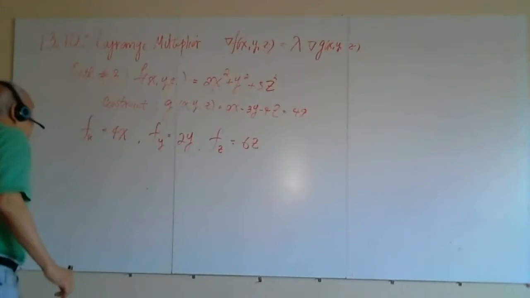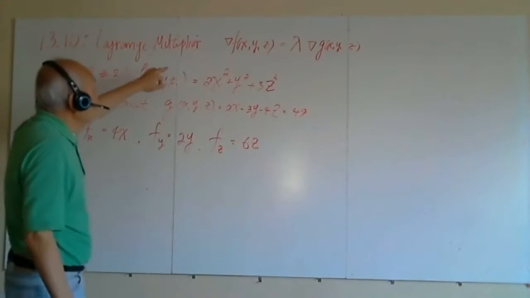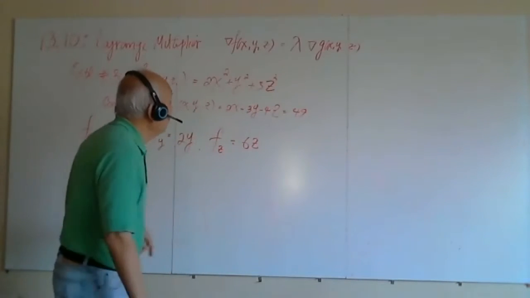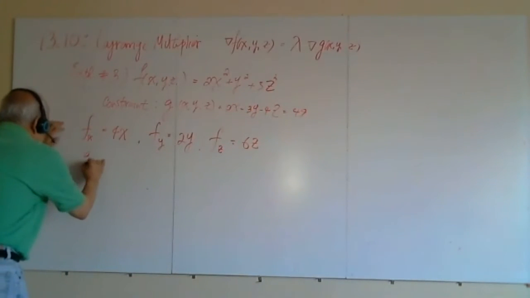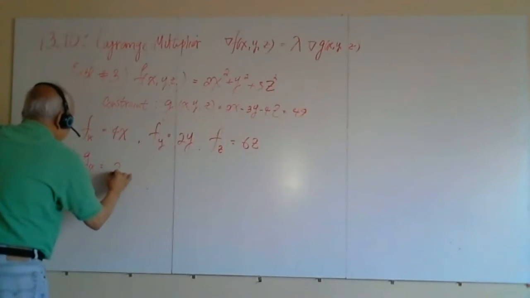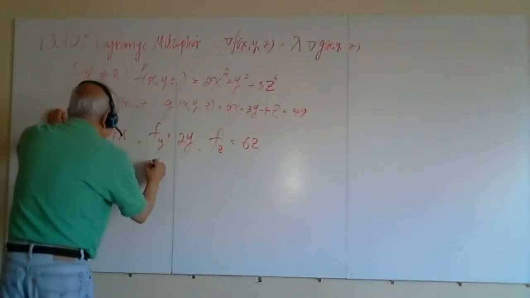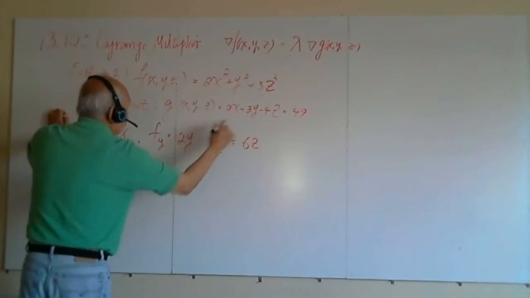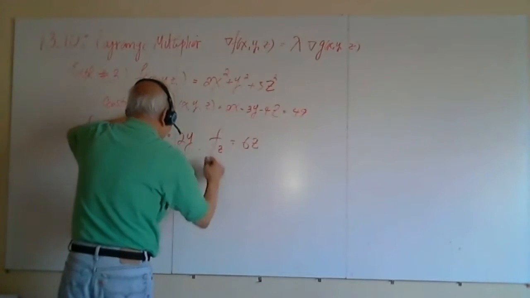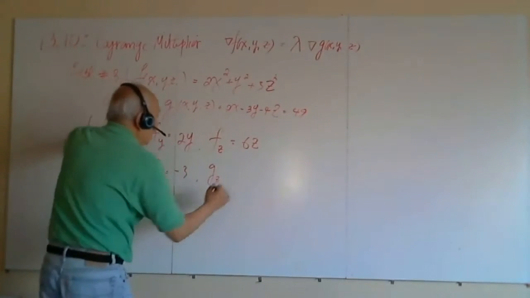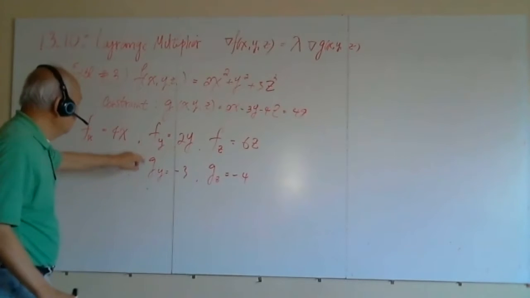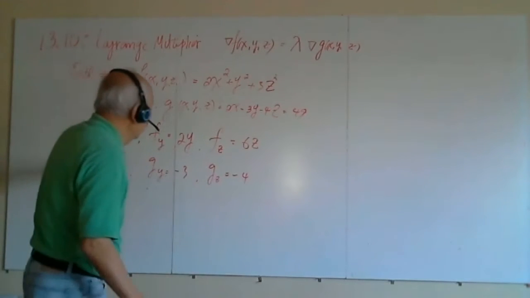So I'm done as far as f is concerned. I need to find out the gradient of g. So g partial x, I have to look at this one. This is the only one that survives, equal to 2. And then g partial y equal to -3. And g partial z equal to -4. So we have to make an equation from here to here.